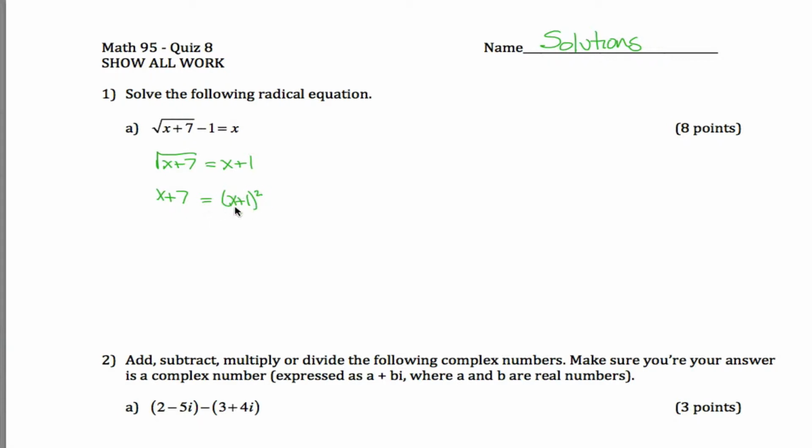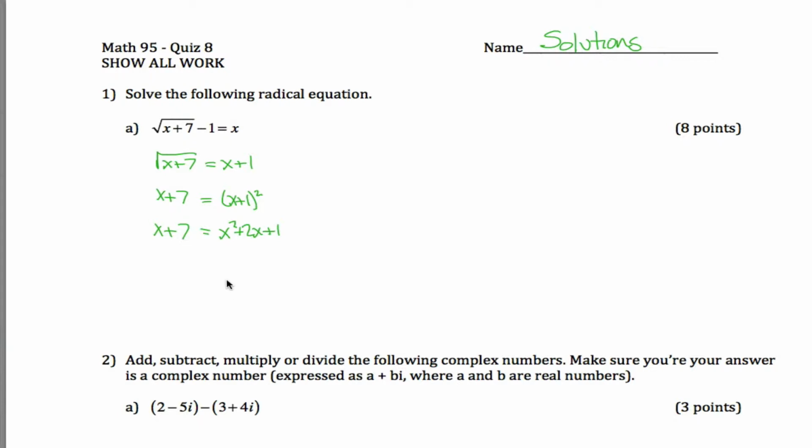If these parentheses are kind of getting in the way, let's get rid of these parentheses. x plus 1 squared is equal to x squared plus 2x plus 1. Where that comes from is x plus 1 times x plus 1. If you use FOIL, you'd get x squared plus 2x plus 1. That's equal to x plus 7.